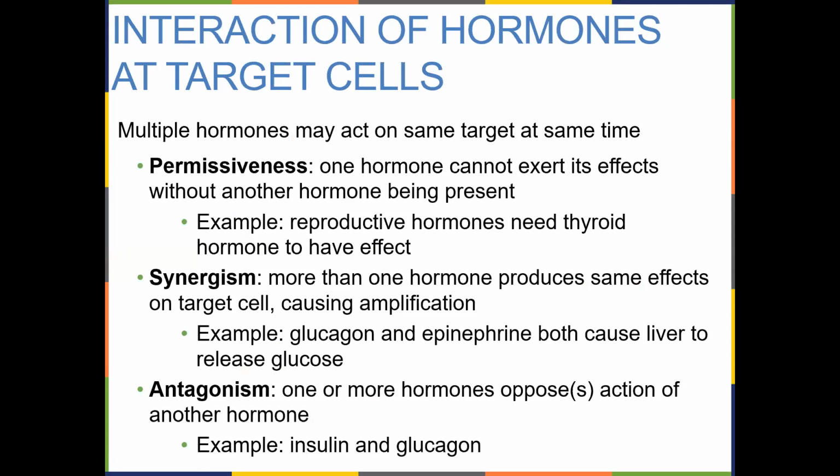Now, these hormones don't operate in a vacuum. A lot of these hormones work together. We have three types of interaction. We have permissiveness, where one hormone requires the presence of another one to work with it.